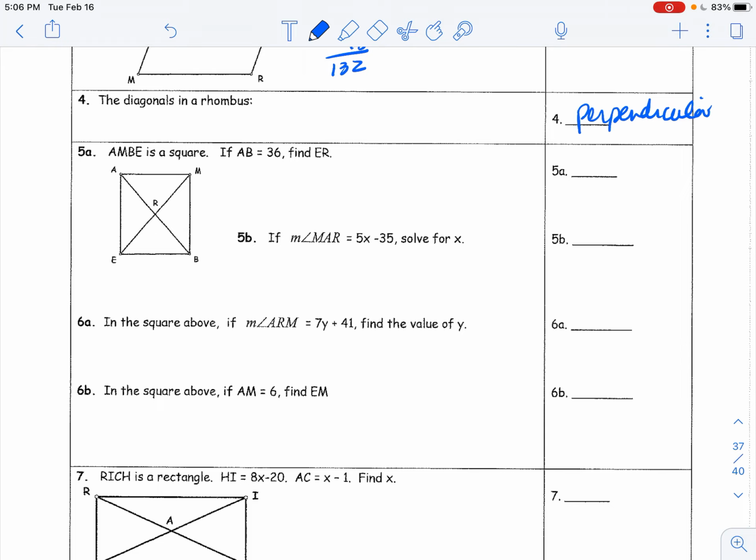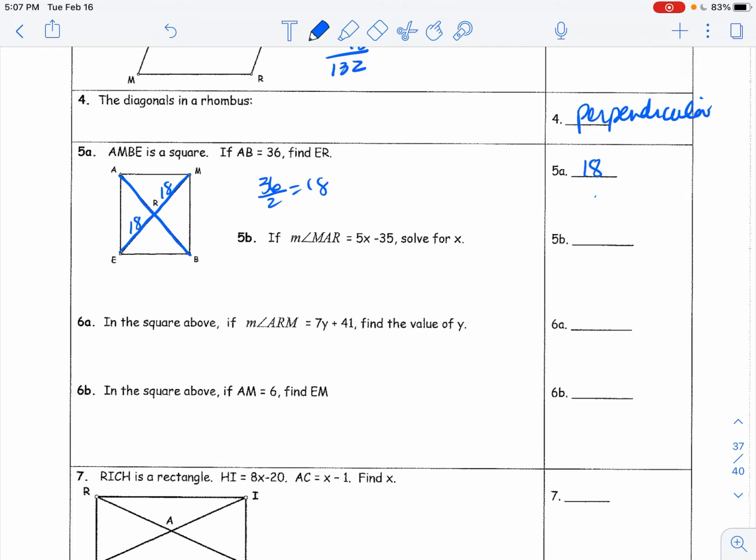Number 5a, AMBE is a square. If AB is 36, so this diagonal here is 36, find ER. Okay, so if this is a square, then both of these diagonals are congruent, and E to R is going to be half of AB. So if I just take 36 and divide it by 2, that gives me 18. Because those are both 18.